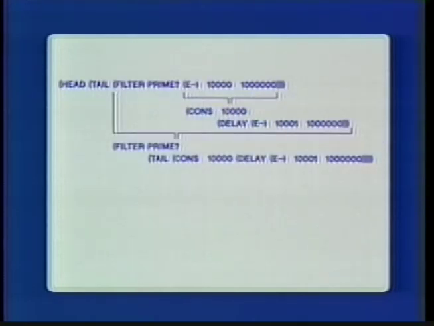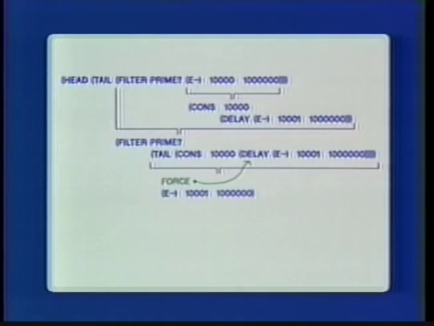Here I'm using the substitution model, and we can use it because we don't have side effects in state. So I have cons of 10,000 to a promise to compute the rest of the integers. Only one integer so far got enumerated. Now I'm going to filter that for primality. If you look at the filter code, what the filter will first do is test the head. So it tests 10,000 and says, oh, 10,000 is not prime. Therefore I have to recursively filter the tail. The tail is the tail of this pair with a promise in it. Tail comes in and says, I'm going to force that promise, which means now I compute the integers between 10,001 and a million.